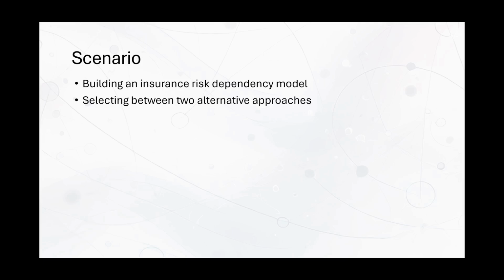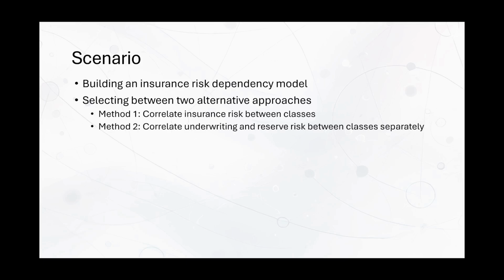In both cases, we're interested in correlating reserve risk and underwriting risk together, and we're interested in correlating classes together. And the two methods that we're going to consider really just vary based on what order we do these things in. So method one is going to correlate insurance risk between the classes, whereas method two is going to correlate underwriting risk and reserve risk separately between the classes.